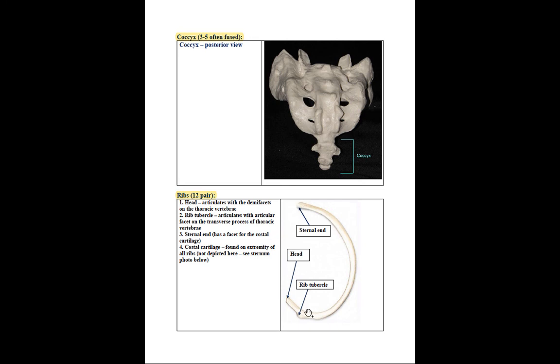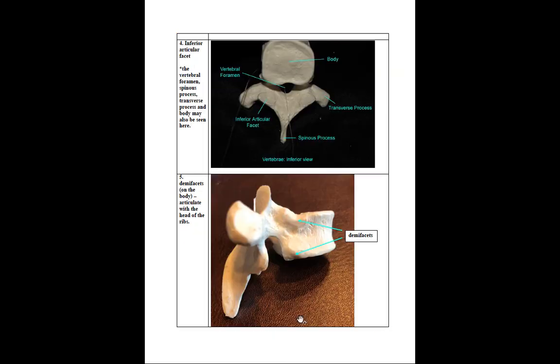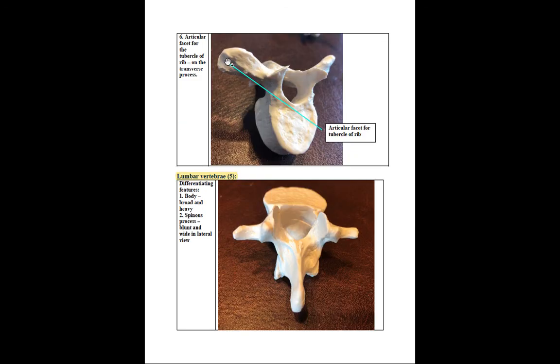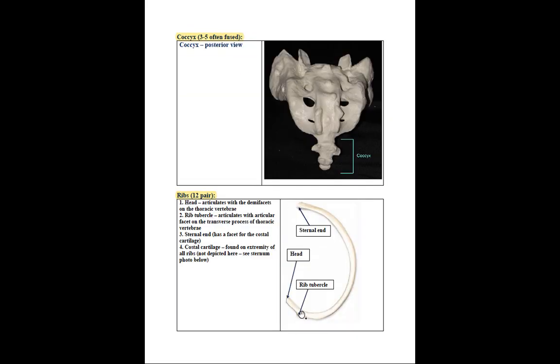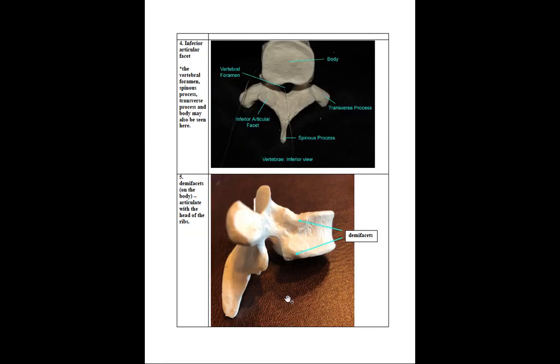The ribs tend to be tricky for a lot of students. So to orient yourself, first I would look for the rib tubercle. Remember that the rib tubercle is going to articulate, let me go back here, with this articular facet on the thoracic vertebra. So there's that rib tubercle. And if you find the rib tubercle here, this is going to be the head end. So there's the head that's going to articulate with the demifacet of the thoracic vertebra. Let me just remind you where the demifacets are, here and here.